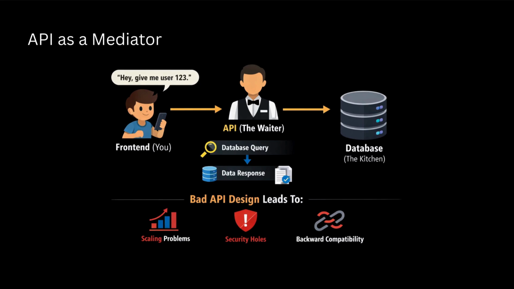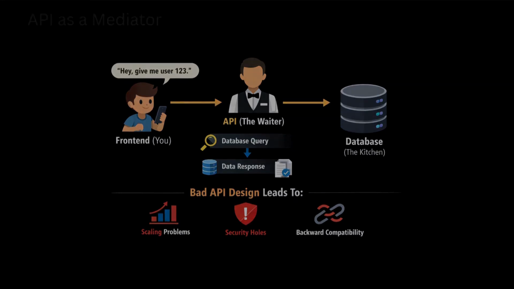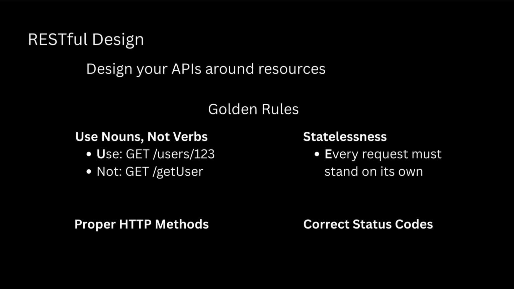But here's the thing, if you design your API badly, you're building a house of cards. Bad design creates scaling problems, security holes, and backward compatibility nightmares. So let's build this properly. Most modern systems use a standard called REST. It just means one thing: design your APIs around resources. To do that, we follow the four golden rules.